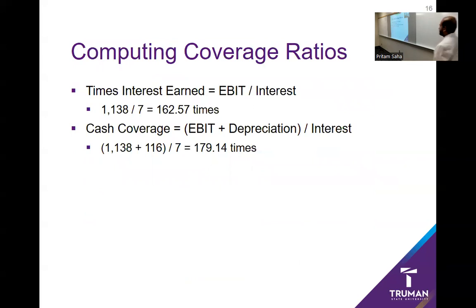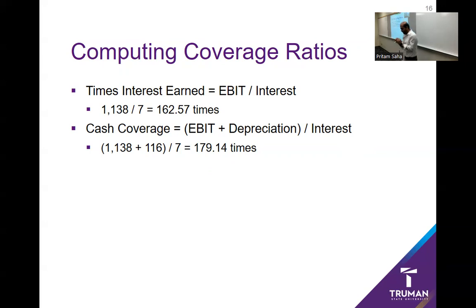Now, what is the interpretation? This ratio is trying to tell you how much operating profit you are generating from your business to pay interest. If you look carefully, you are generating 162 times of operating profit from your business to pay interest, right? Higher the ratio, better the capacity.